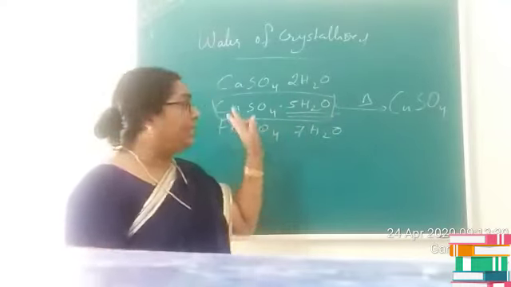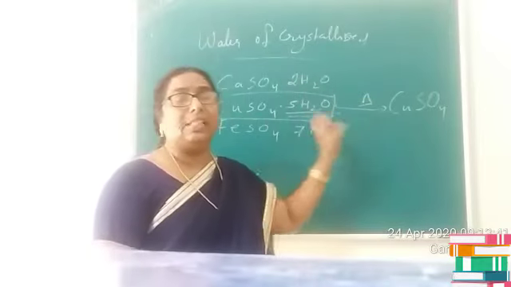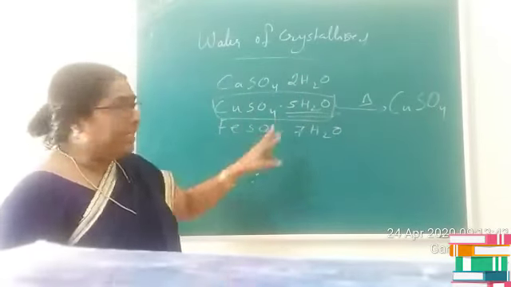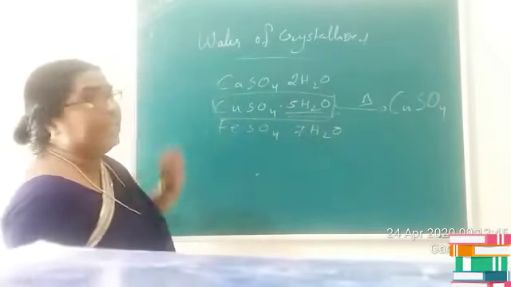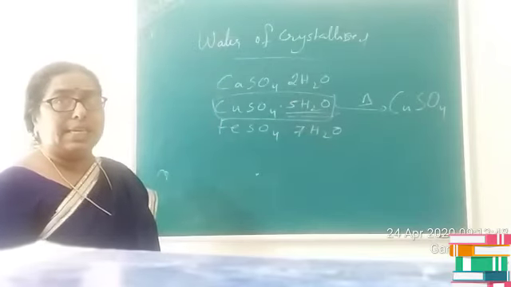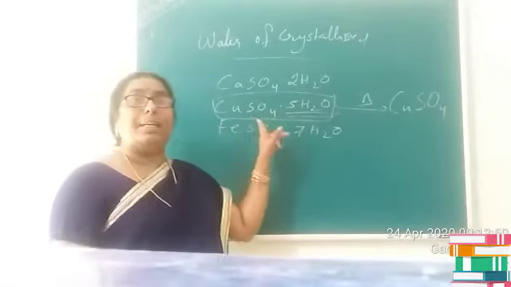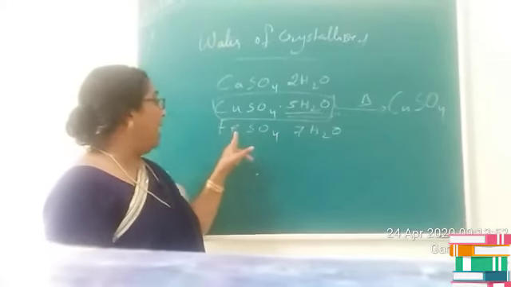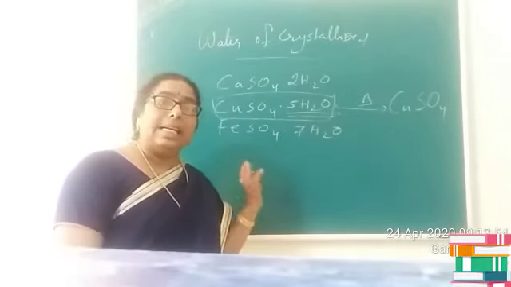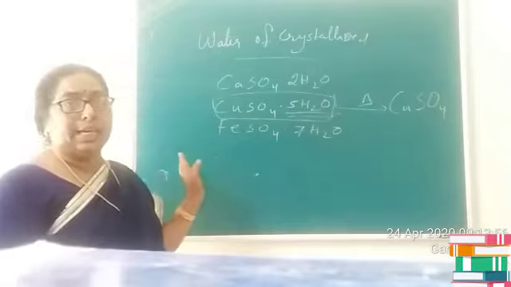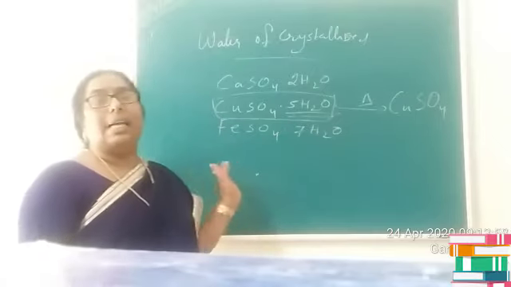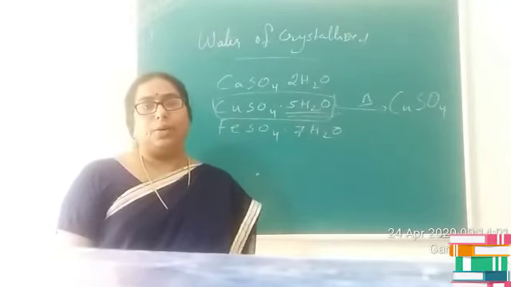The color as well as the property of this copper sulfate changes when you heat it, and this type of water molecule which is present is termed as water of crystallization. Copper sulfate can be termed as blue vitriol, and iron sulfate we can call green vitriol. Is it clear, children? That is about this chapter, acids, bases and salts. Thank you, children.